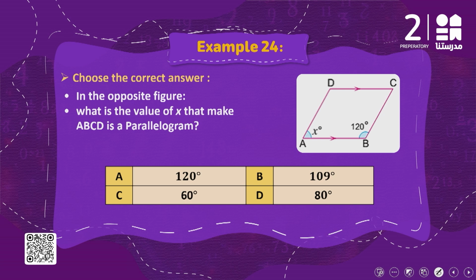In the opposite figure, what is the value of x that makes ABCD a parallelogram? Very easy. This line is parallel to this line because this is a parallelogram. So if they are interior, adjacent, facing each other like in the parallelogram, they add up to 180. So for sure this is 60. This is the value of x here.